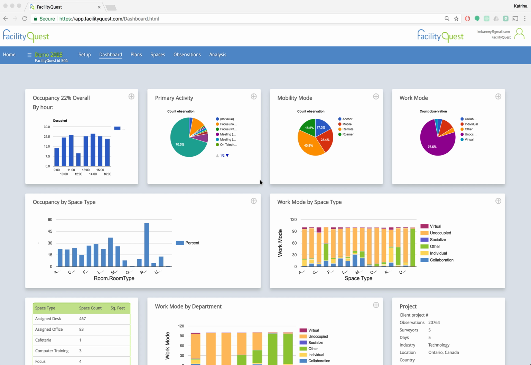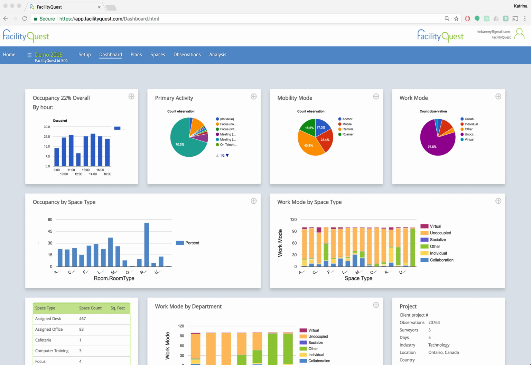In this demo, we are going to take a look at the work mode graphs on the dashboard. So in the work mode graphs, we are beginning to step beyond just the pure data output from the activity analysis and actually starting to analyze and work with the data by setting up different preset filters and ways of cutting and beginning to work with this data.